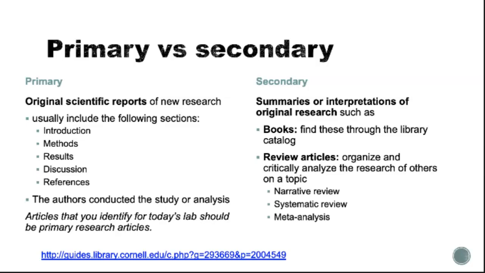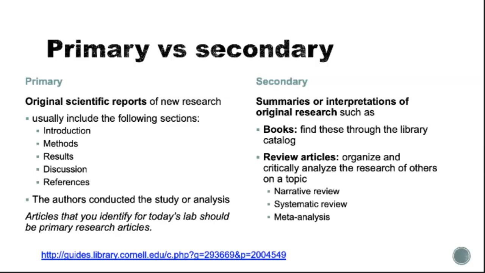What you want to focus on for your lab assignment is finding primary research articles. These are original scientific reports of research. These are things like a cross-sectional study, a cohort study, any kind of regular study design. As long as it's primary research, those authors went out and actually conducted a research study. That is what we're talking about in terms of primary research. You'll typically see things like an introduction, a methods section, a results section, a discussion section, as well as a list of references. Again, those authors actually conducted a study.